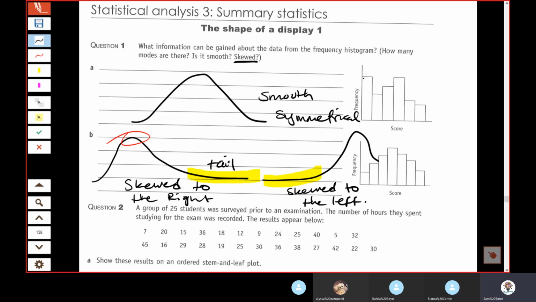In this one, there's 2 modes. So it says how many modes are there? There's 2. This is called bimodal. Bicycle, 2. So 2 modes, bimodal. This here would look like this. So this would be skewed to the right. This one here, symmetrical.